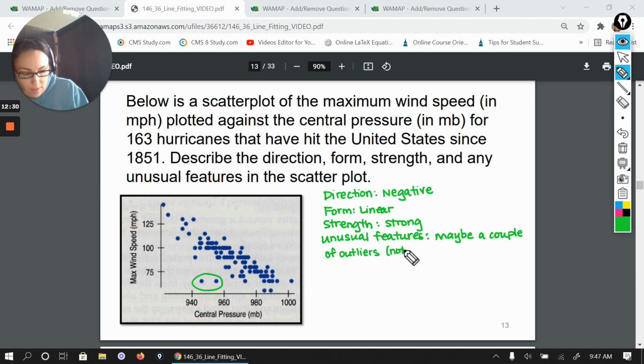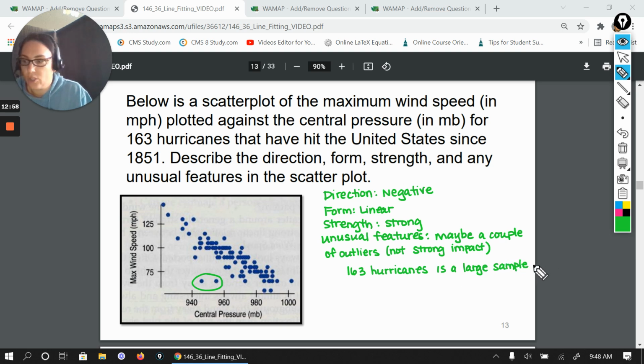I would say that they probably don't have a strong impact. And the reason I say probably not a strong impact is because our sample size is 163. So measuring 163 hurricanes is a large sample. So outliers don't affect large samples very much. So the explanatory variable is here across the bottom, and it's used to predict the wind speed, which is the response variable.